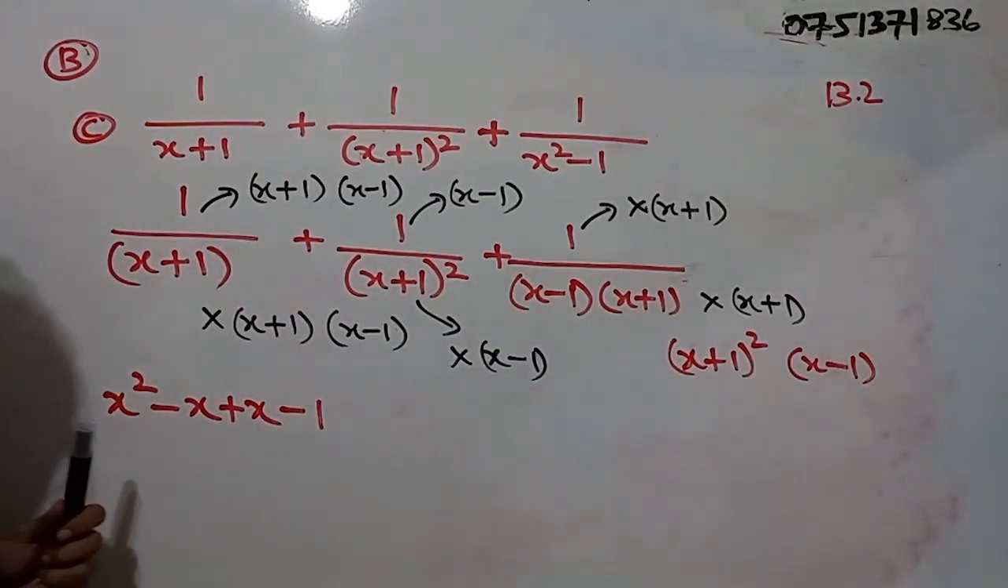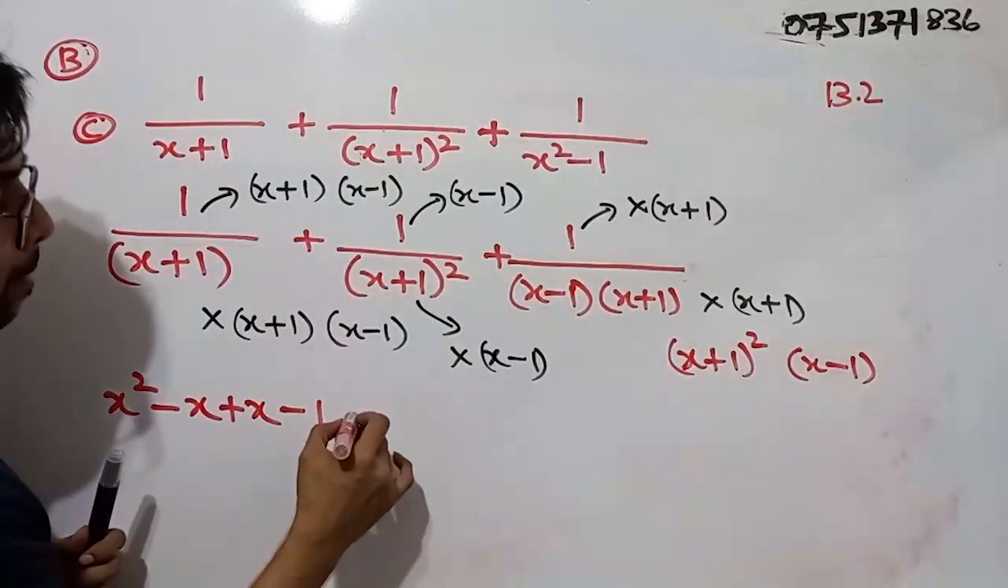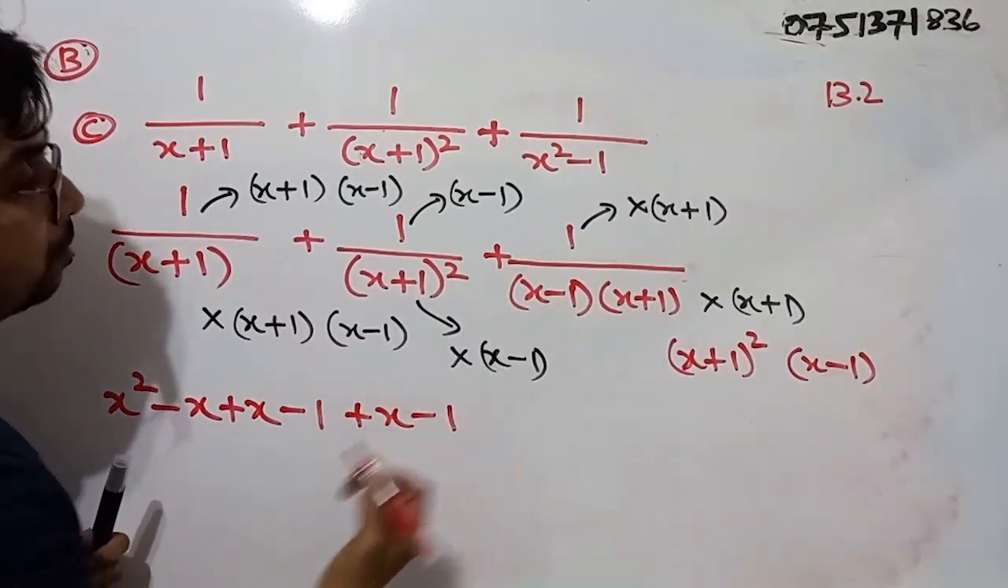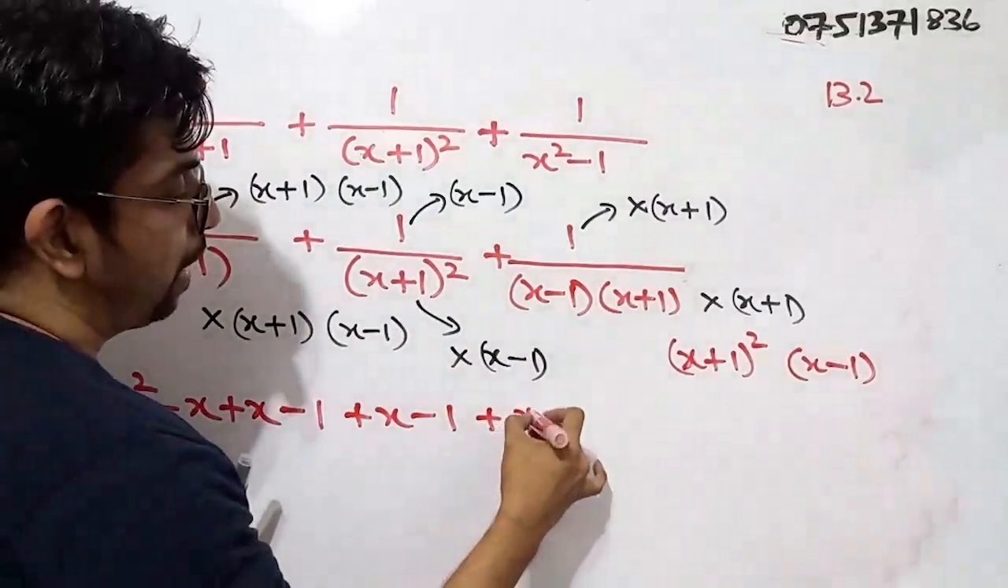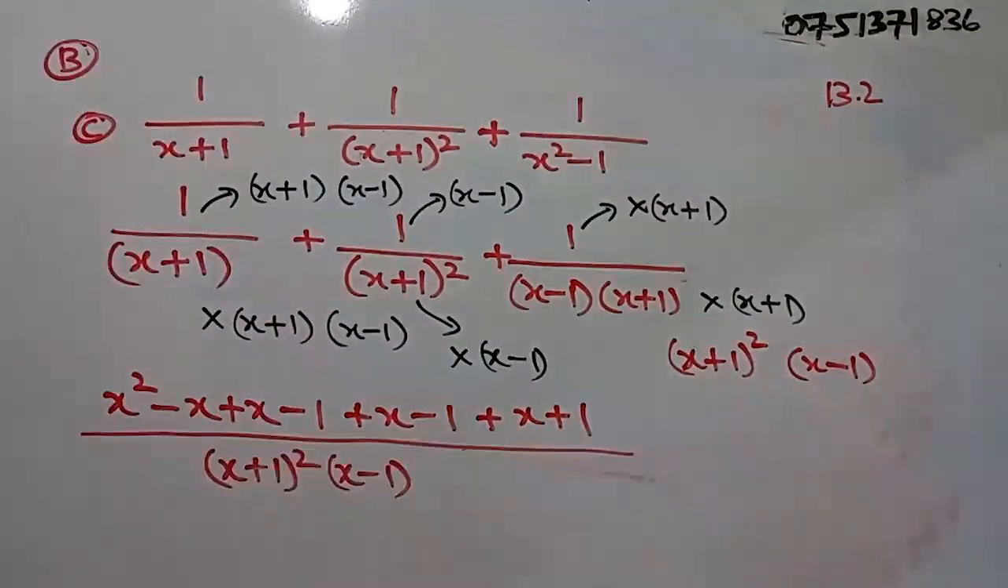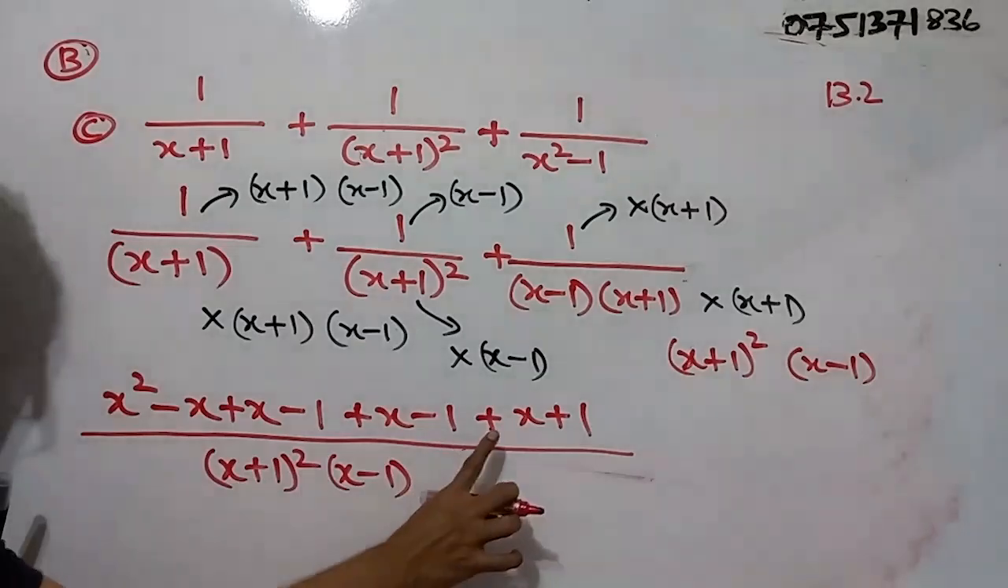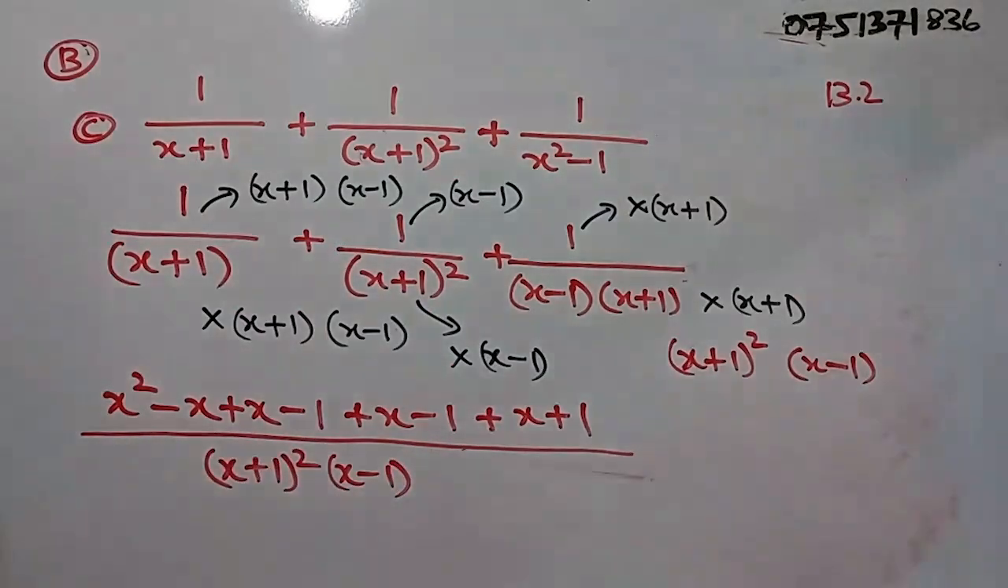Okay. So then we have what? Plus x minus 1. Okay. Then what do we have? We have x plus 1. Right. So then this entire expression needs to be divided by the LCM.